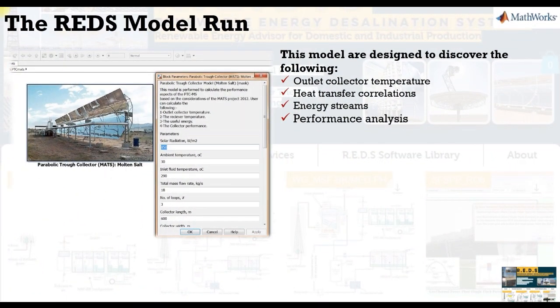This model is simple. It's a performance model. It is not a complete cycle. It's just recognizing the performance of the parabolic trough collector in case of using molten salt. Therefore, we are going to examine the outlet collector temperature, the mean temperature, the receiver temperature, the energy stream, the performance analysis, flow factor, heat removal factor, efficiency, and the effect of ambient temperature, and so on. Let's go and see what we can do about it.